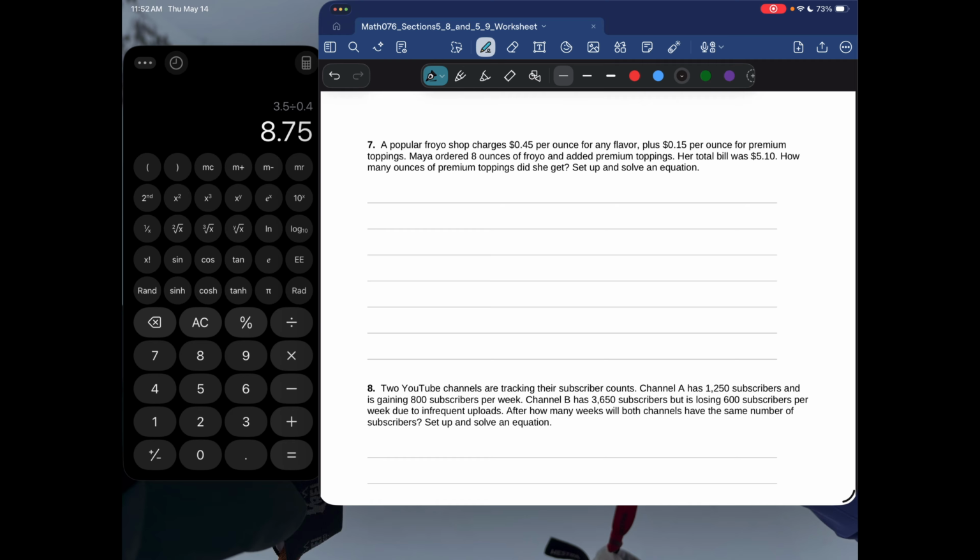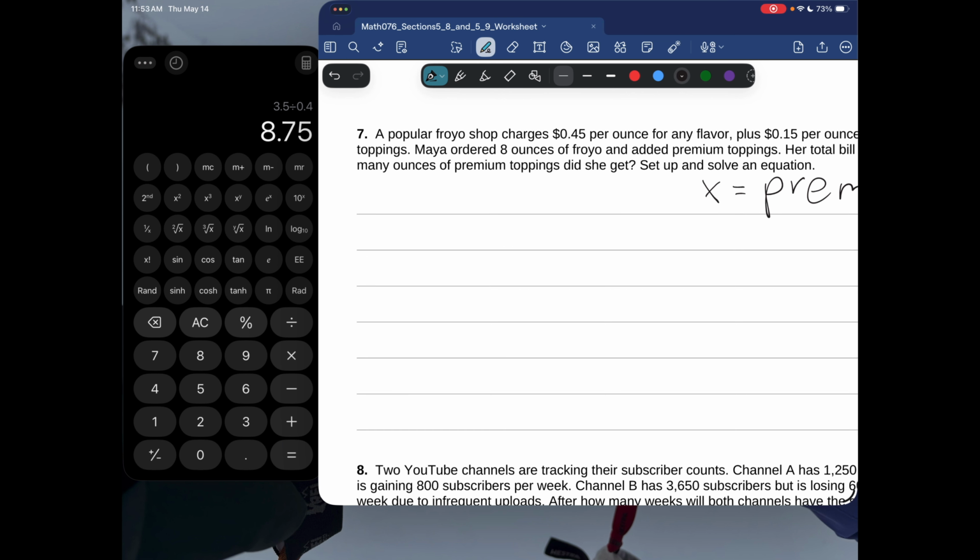Okay, so first thing, let's assign a variable. X equals premium toppings. I'm just going to say premium deliciousness. That's what we're trying to solve for. And we already told us we got 8 ounces of froyo. So how much did she pay for the froyo she already bought? Let's figure that out first.